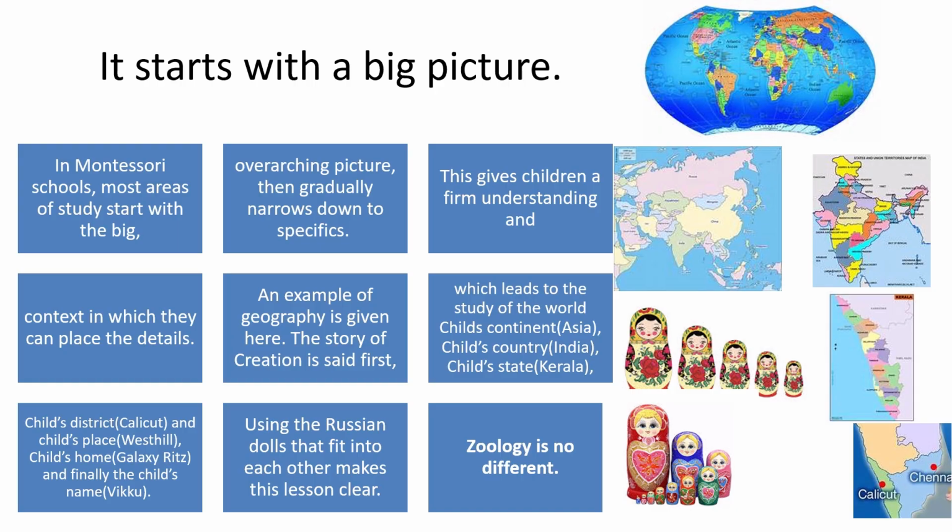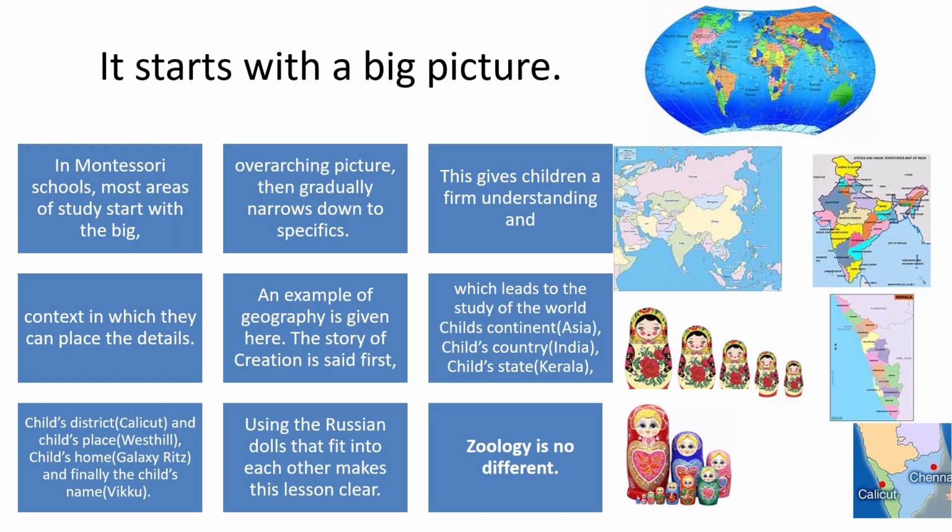An example of geography is given here. The story of creation is said first, which leads to the study of the world, then the child's continent, Asia, then the child's country, India, and the child's state, Kerala, the child's district, and the child's place, and then comes to the child's home, and then finally we give the child's name. This is just an example. You have to do it according to the country where you live. Using the Russian doll that fits into each other makes this lesson clear.